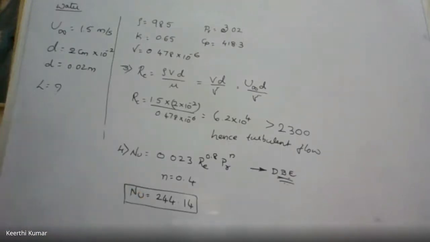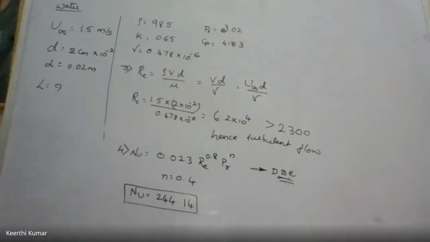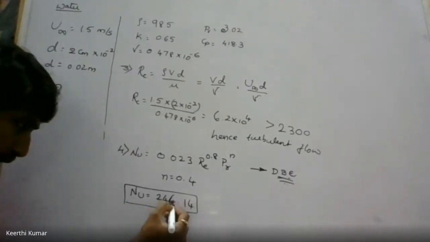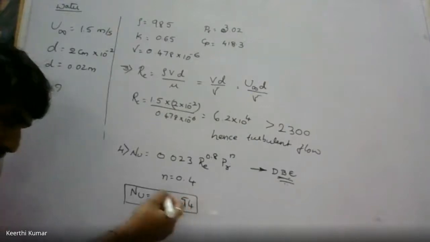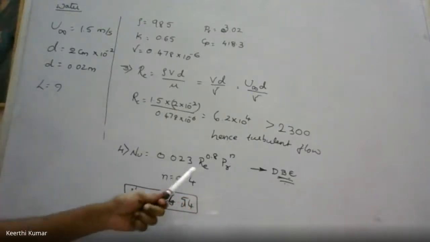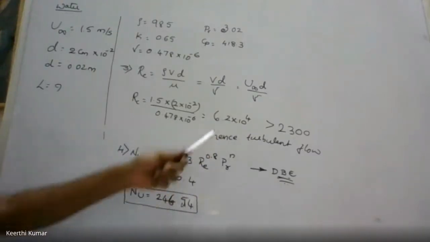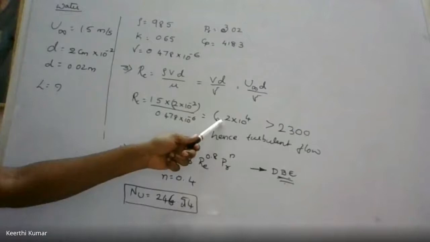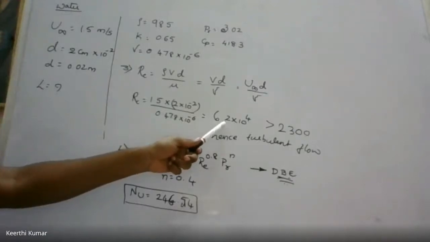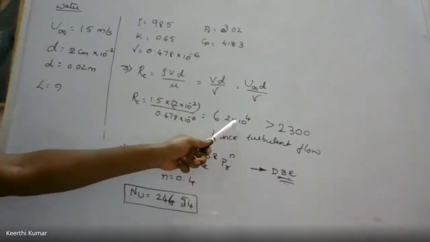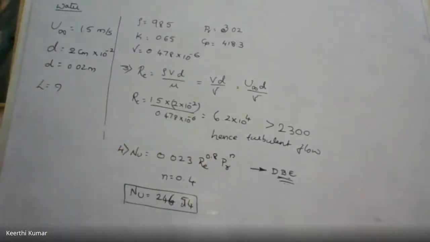I hope you have completed. If there is any doubt, please ask me. It's 246.5. Okay, 246. Whatever value you got, you write down. One or two difference, I think, is because of the decimals. If you take 6.2 into 10 to the power 4, you'll get some other answer. If you take the complete value, 6, 2, 3, 5, something, you'll get some other value. No issue.